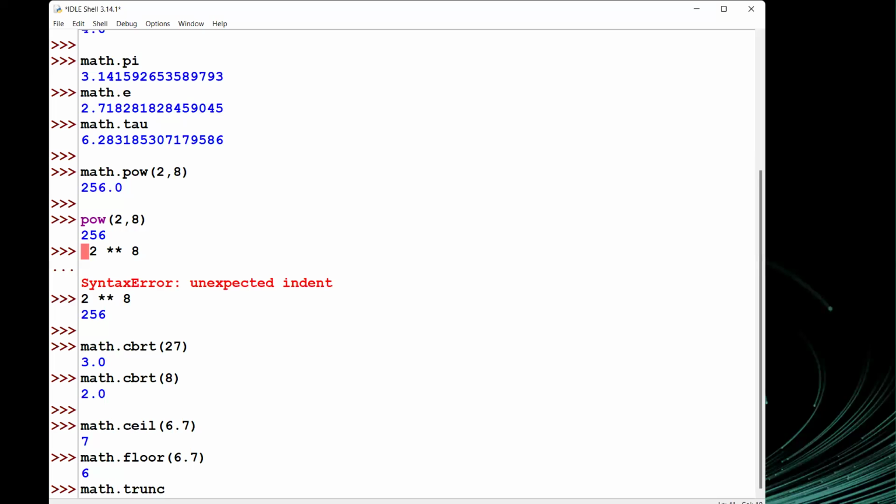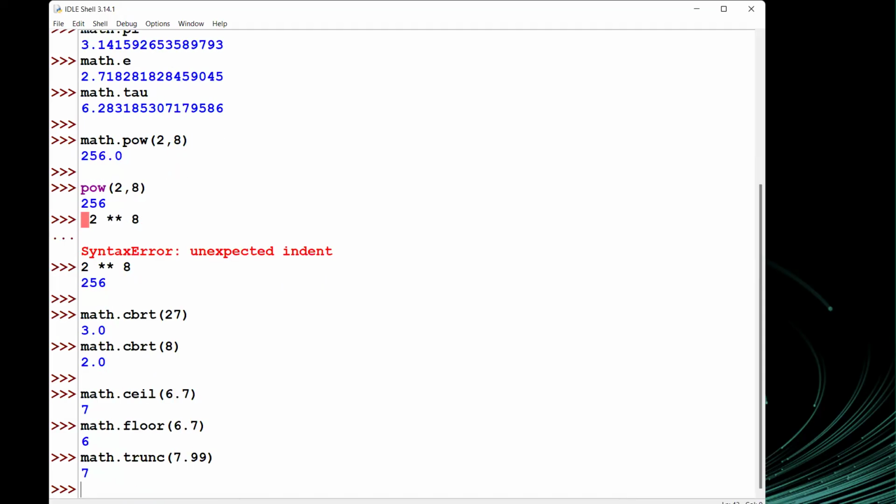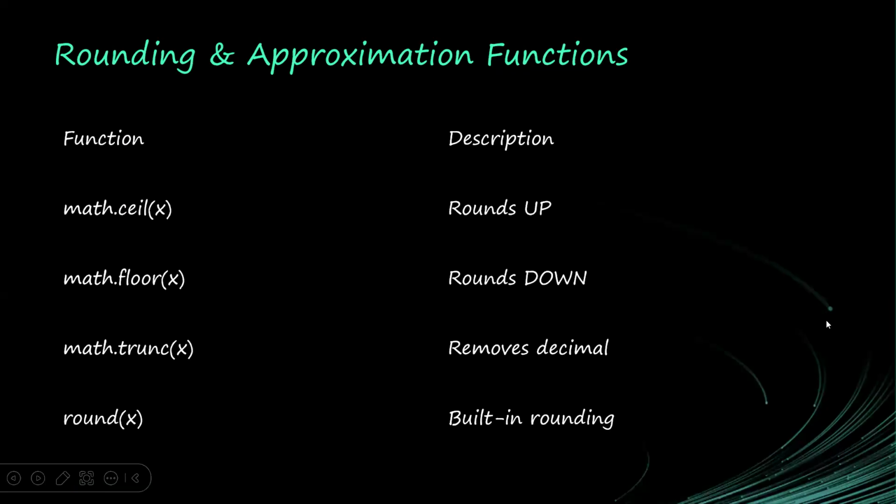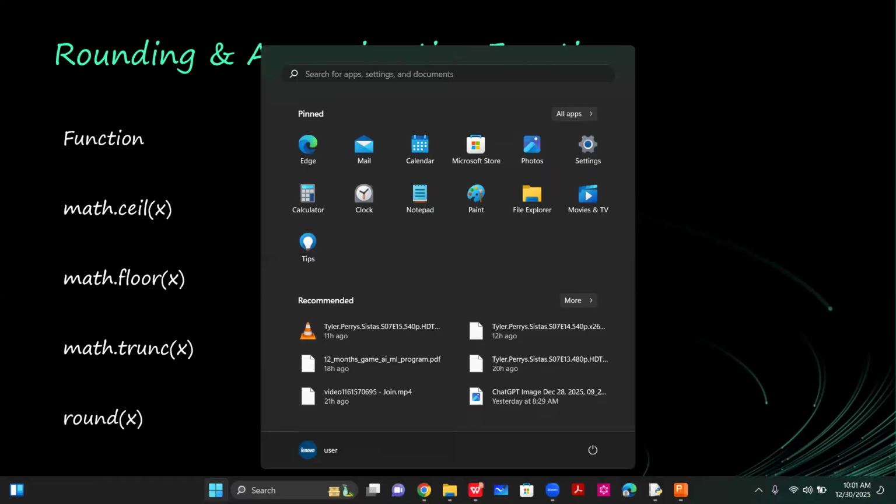math.trunc, and we want to truncate 7.99. So if you run it now, it will give us 7, because we are using the trunc method. The trunc method will remove the decimal numbers. Okay, so we also have the round method.